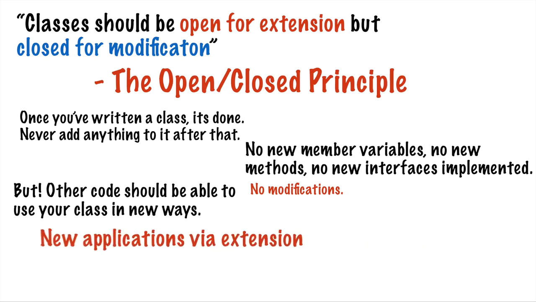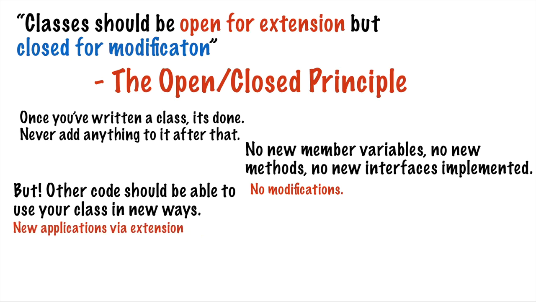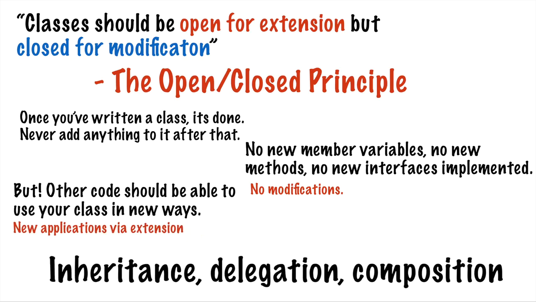So what exactly does it mean for a class to be open for extension? Well, there are at least three distinct and important mechanisms that we can discuss whereby a class can be used by other classes or by other bits of code. And these are inheritance, delegation, and composition. Let's go through each one of these one by one and understand how a class might be open for extension via each of these three mechanisms.